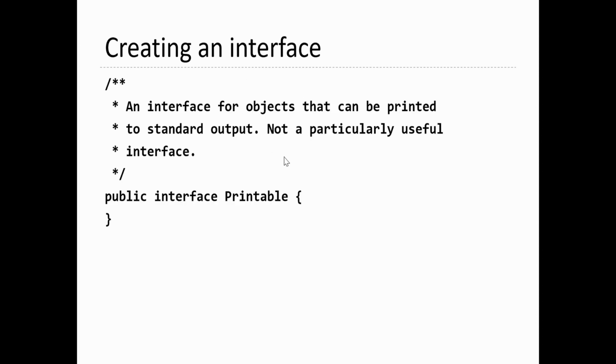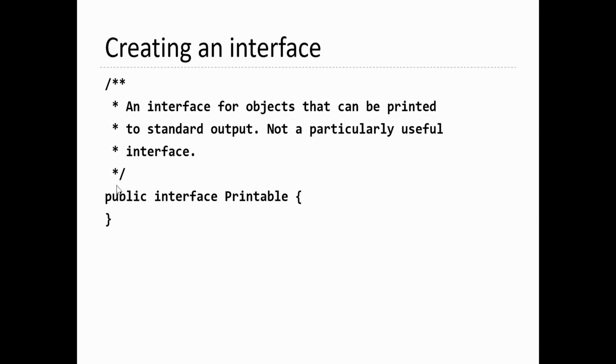So we can make a not very useful interface called Printable. Printable is just an interface for objects that can print their contents to standard output. This isn't very useful because every object already has a toString method, so it's easy enough to print something. But we'll make an interface just for the purposes of an example.